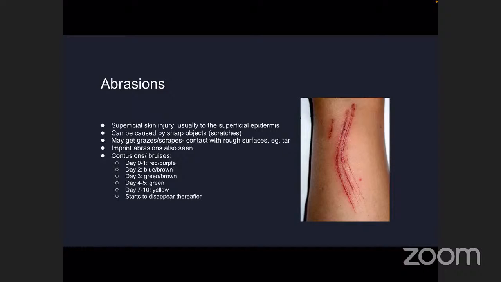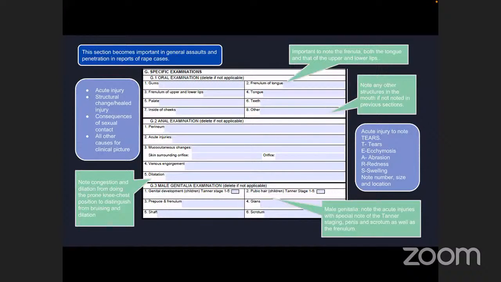As listed below, this is a general color at the general date of the wound that appears, but obviously there are exceptions to this. Okay, moving on to section G, which is specific examinations of specific organs or systems of the body. So it's important for general assaults or in cases of rape or sexual assault. So the first section in G1 is the oral examination.